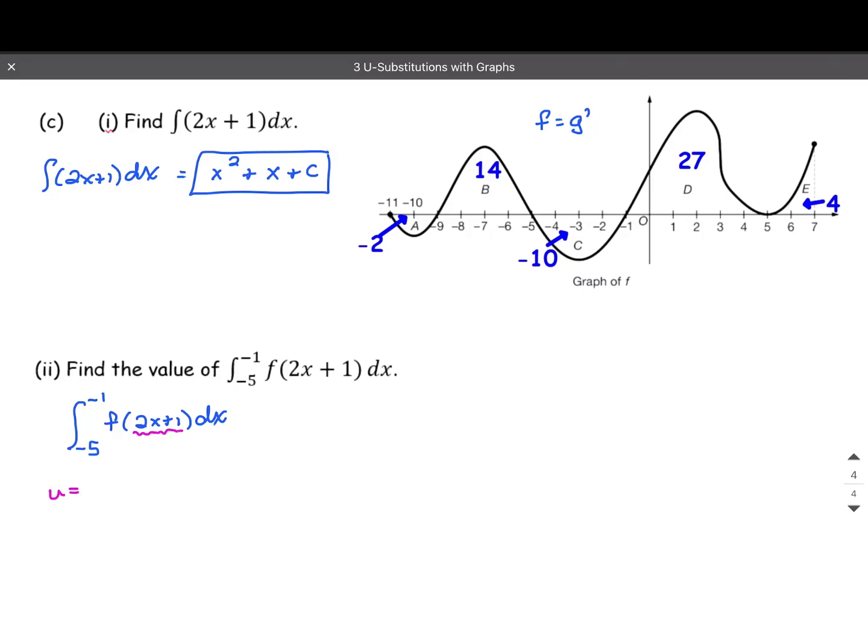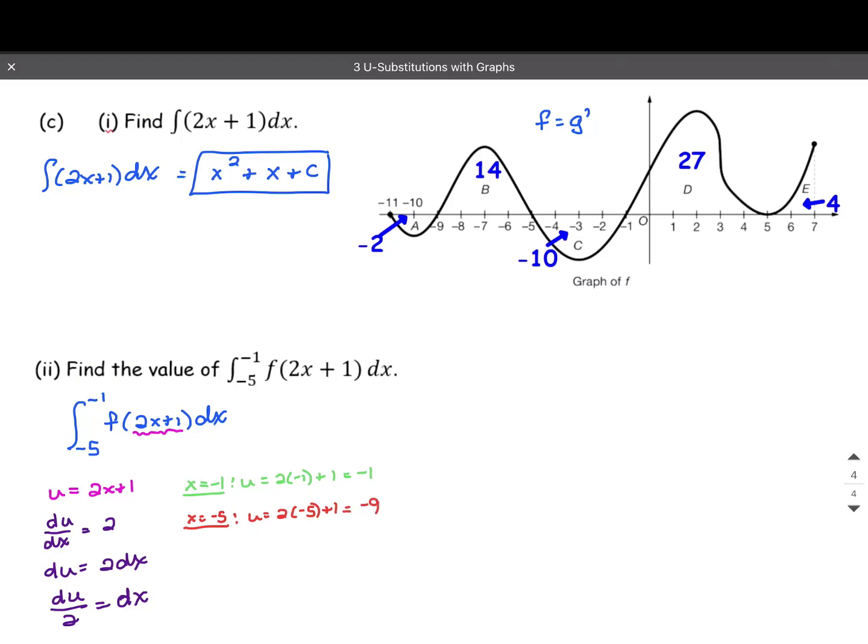That inside 2x plus 1 is our u, and we need to do a u substitution. So we need to find du dx. Well, the derivative of 2x plus 1 is 2. So if I multiply, du equals 2 dx, and then divide, du over 2 equals dx. Now we also need to change our limits. If x is negative 1, that means u is 2 times negative 1, which is negative 2, plus 1 is negative 1. And if x is negative 5, u is 2 times negative 5 plus 1. 2 times negative 5 is negative 10, plus 1 is negative 9.